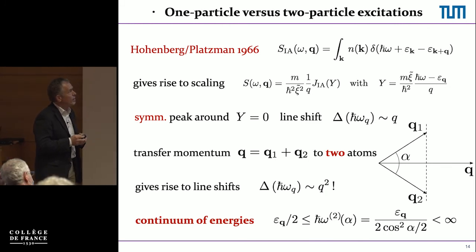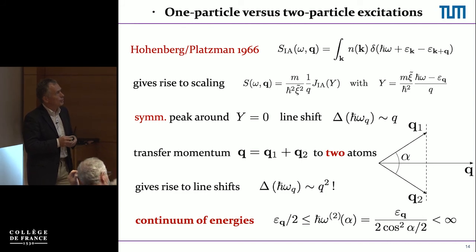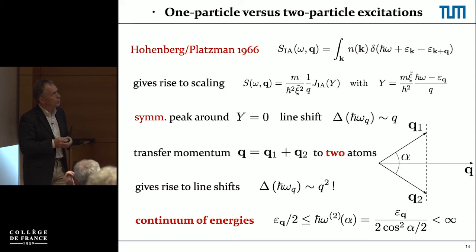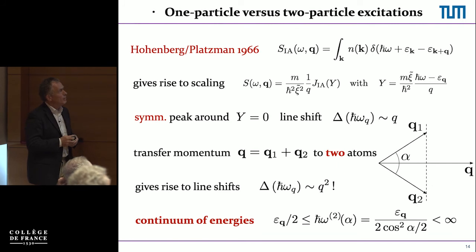and then you apply basically particle kinematics, and you get a certain type of scaling, which in high energy physics is called Bjorken scaling. Here, the scaling function is determined by this momentum distribution, and the scaling variable is the deviation from the energy in units of Q. What this approximation predicts is that you get a symmetric peak centered around the single particle energy, and the line shifts, I mean, the width here, are linear in Q.